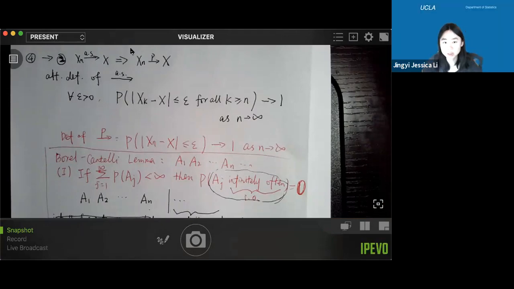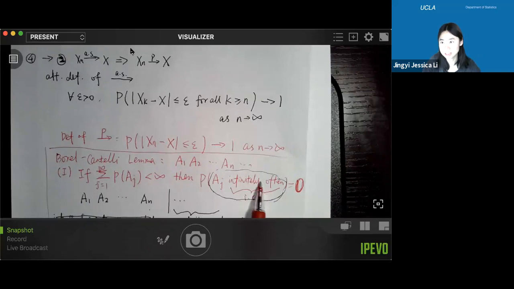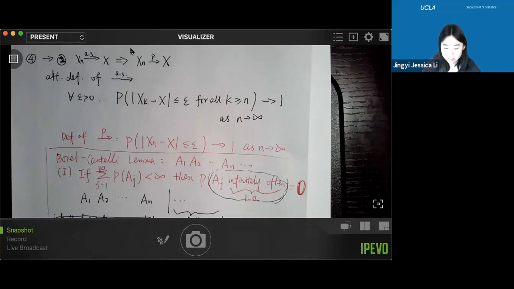And intuitively, you can see why this is true. Because here is the summation of the probability, right? Whenever this is finite, it means that some of the probabilities must be very, very small, because you have an infinite number of things to add up to the sum. So some of the events must have very, very small probability. So intuitively, you would expect that maybe not all of them will happen infinitely often. That's just the intuition. But how do we actually prove it? And here it is.